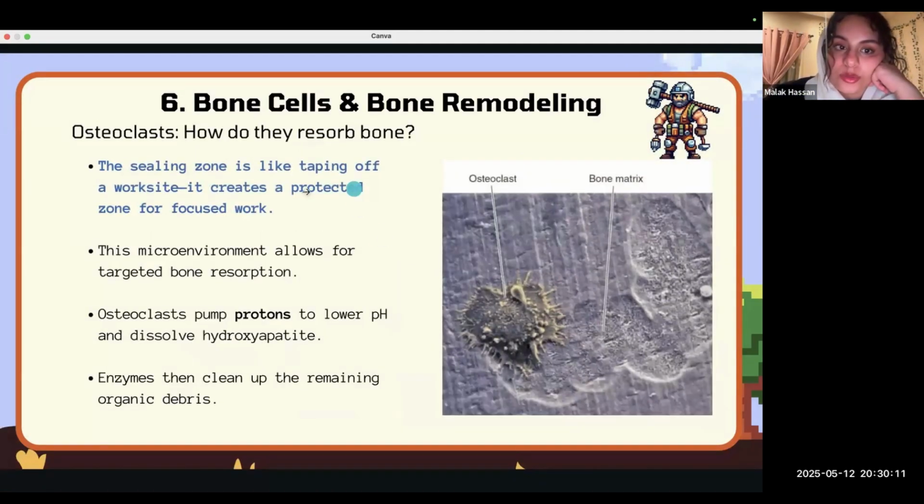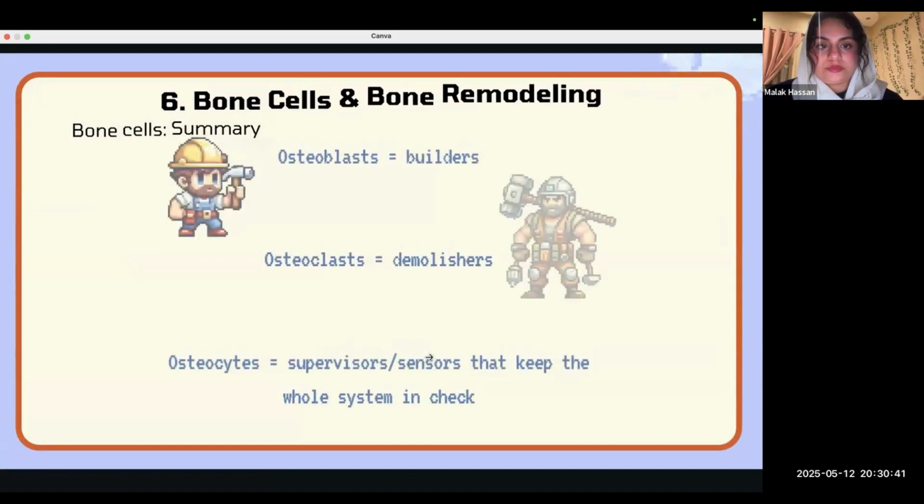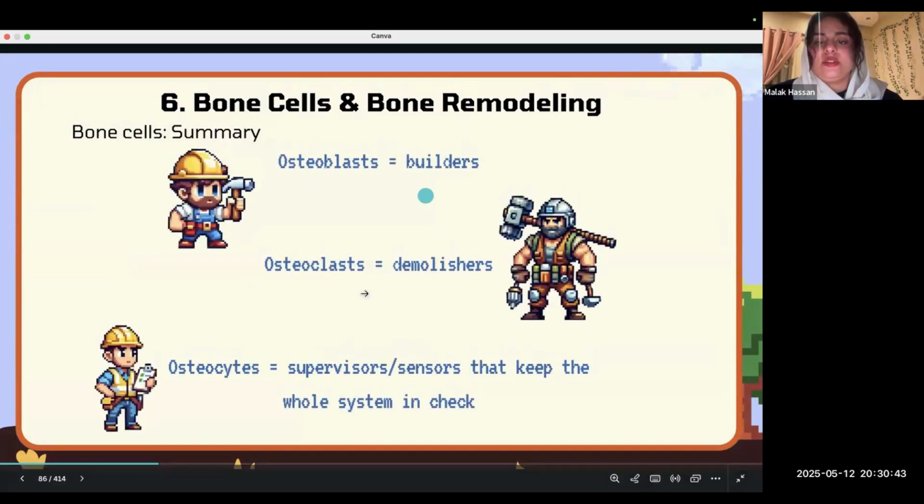Now, how do they resorb the bone? It's kind of like taping off a work site, so it creates a protected zone for focused work. The osteoclast will sit on top of the bone matrix and create a sealing zone, and that sealing zone creates the perfect conditions for the osteoclast to resorb bone. It's going to pump protons to dissolve the hydroxyapatite, and then the enzymes are going to clean up any organic debris. So the summary is that osteoblasts are the builders, osteoclasts are the demolishers, and osteocytes are the supervisors.